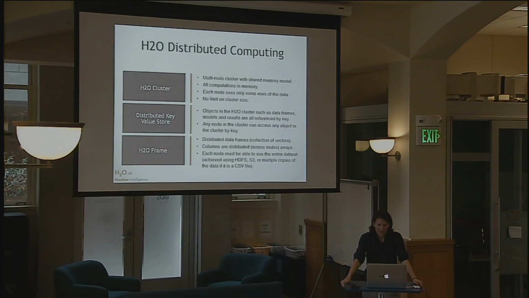One thing that you have to have is that each node must be able to see the entire data set. And what I mean by that is that the way it works is there's something called a distributed key value store, which is just like a distributed hash table. And that keeps a record of where everything is. That is how data is accounted for in the H2O environment.